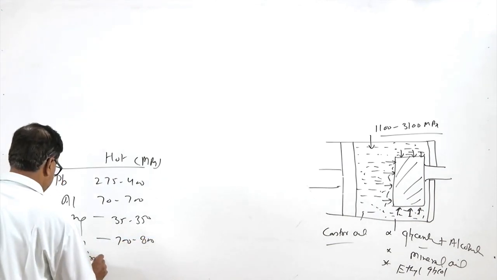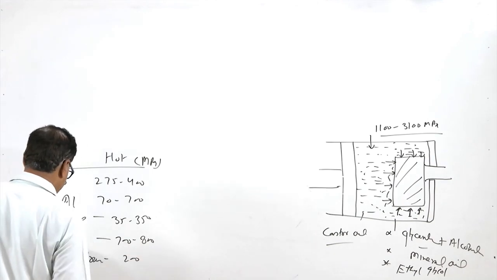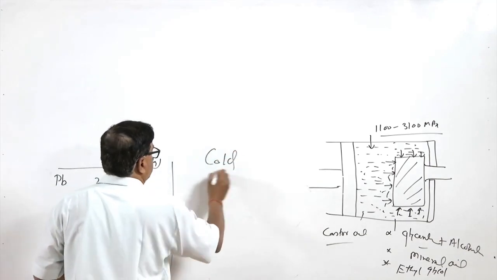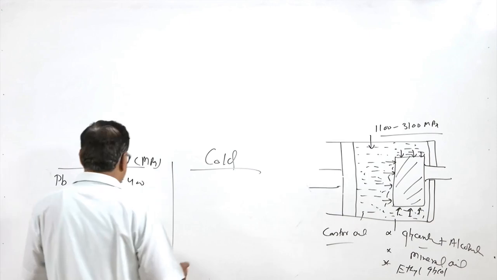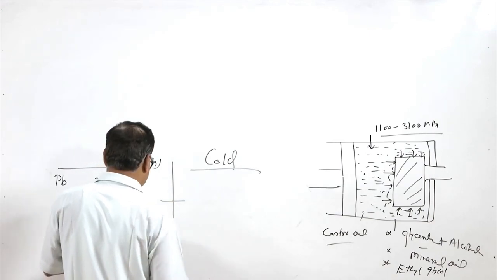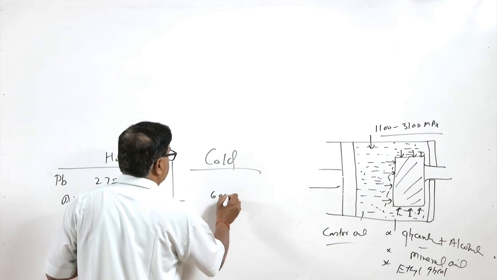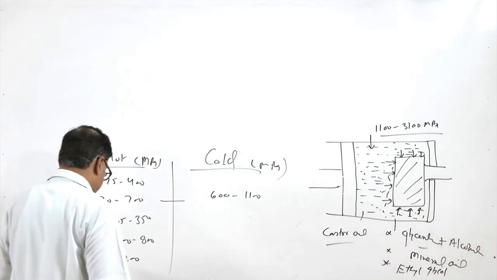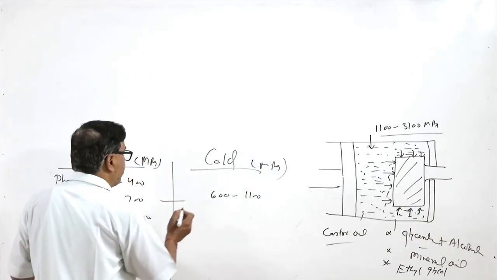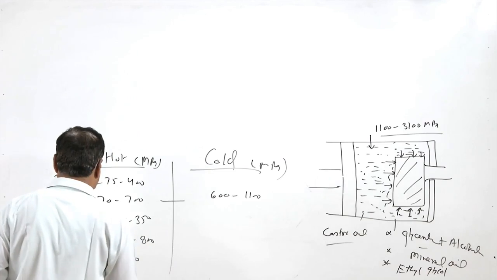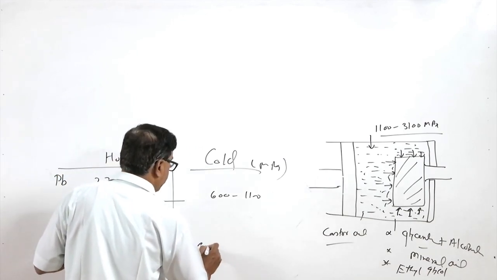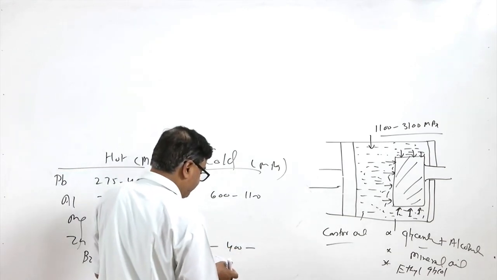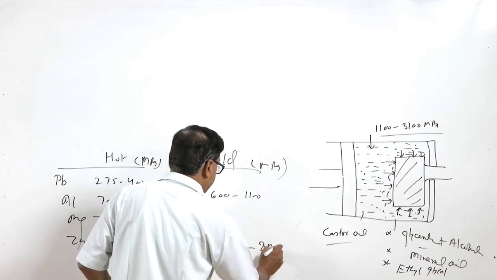For brass it is 200, while in the case of cold extrusion conditions, like for aluminum, it is low, but for extrusion it is 600 to 1100 MPa. And for copper alloys it is 400 to 800 MPa.